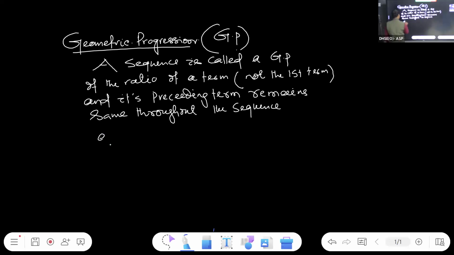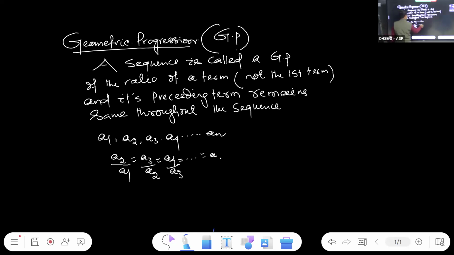A1, A2, A3, A4, up to An are in GP if A2 upon A1 is equal to A3 upon A2 equals A4 upon A3 equals An upon An minus 1. And the ratio is known as the common ratio of the sequence.